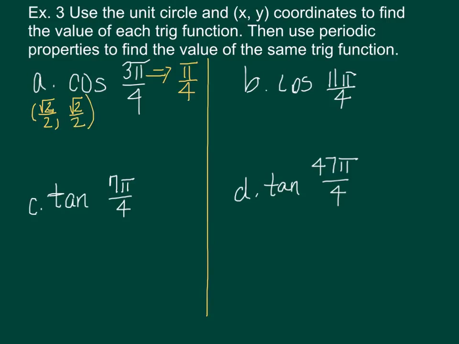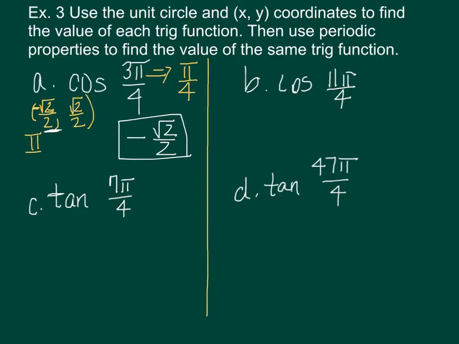3 pi over 4 is in quadrant 2, where the x is negative. And I'll make this dark so you can see. Which means cosine is the x coordinate, so this value is negative square root of 2 over 2.